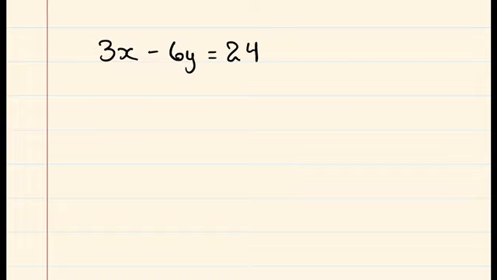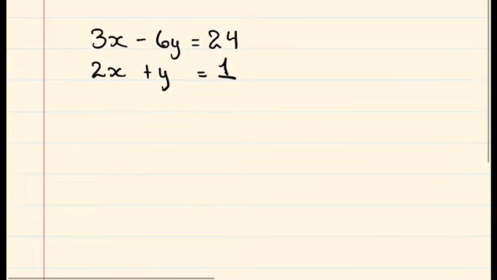Today we're going to start off with solving a pair of simultaneous equations using the substitution method. So our first equation is 3x minus 6y equals 24. And our second equation is going to be 2x plus y equals 1.